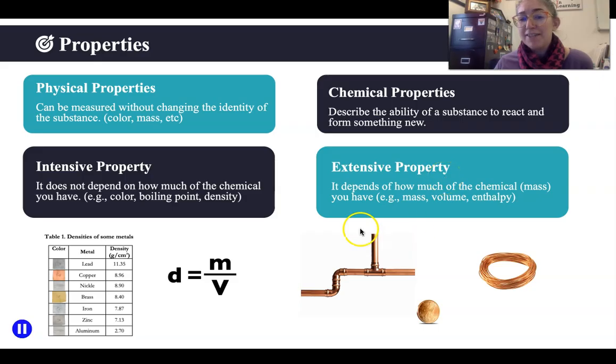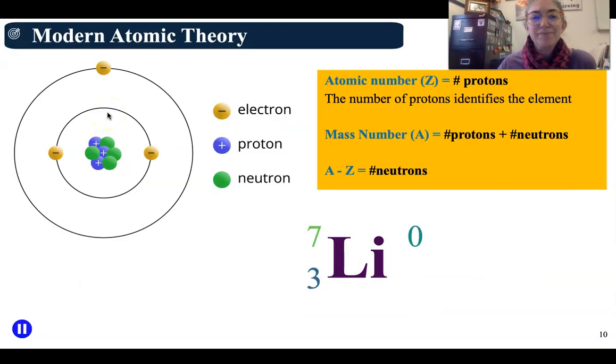Extensive properties are things like mass and volume. These different pieces of copper will have different masses and different volumes. Those are extensive properties, but they'll have the same density. Intensive properties are useful for helping to identify substances, because they're kind of like a chemical fingerprint, if you will.